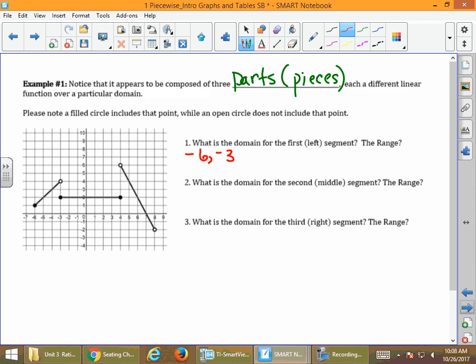At -6, this circle is filled in. And at -3, the circle is not filled in. So filled in means included, so we have a bracket. And open circle means we're going to have a parenthesis. Now that's what we did when we talked about interval notation when we were dealing with domain earlier in the year. But typically for piecewise functions, our domain is going to be written as -6 is less than or equal to x is less than -3.